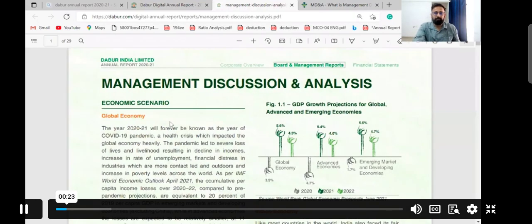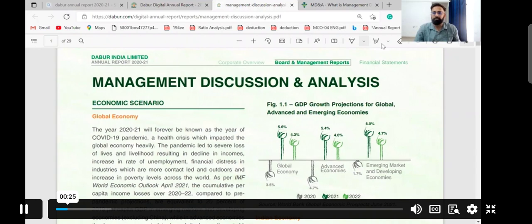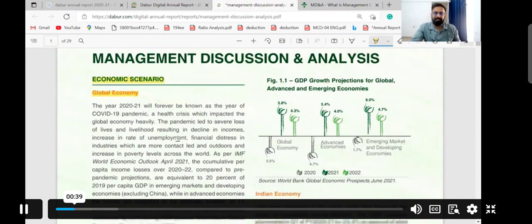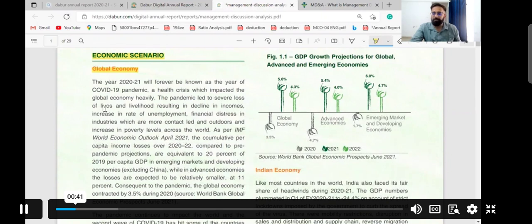And if you see here, the first information they have given in this report is about the economic scenario. So you will be doing economic research here. You can see the economic scenario they have given to you. First, they are talking about the global economy. So they are trying to connect your business performance with the global economy, right? I will read it for your better understanding.